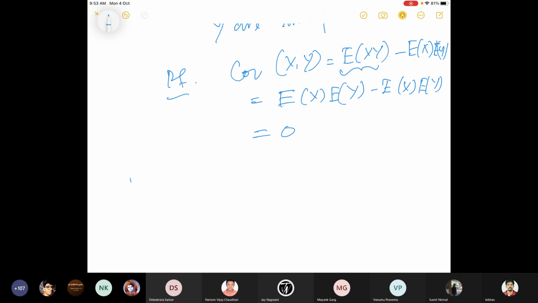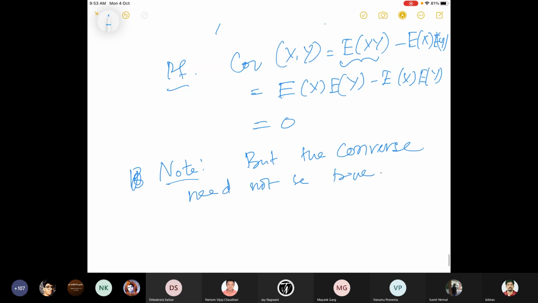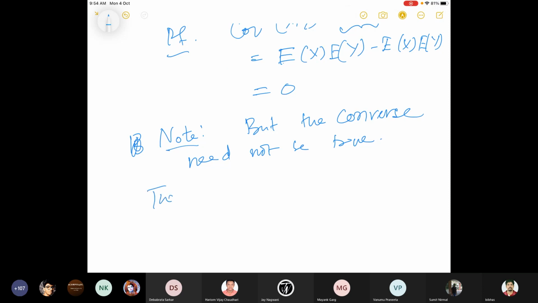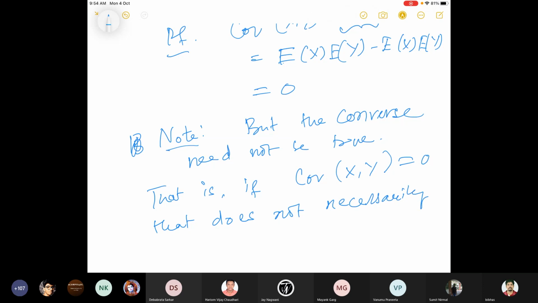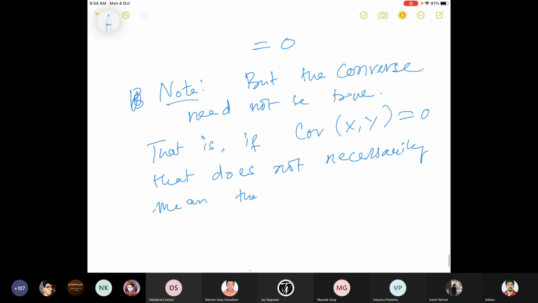Meaning, if the covariance of xy is equal to 0, that does not necessarily mean that x and y are independent, meaning that the joint density is a product of the marginal densities. That need not be the case.